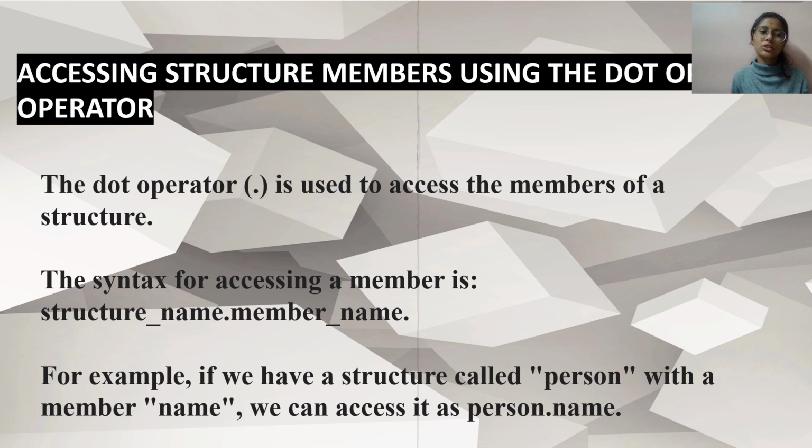Now let us move to the topic accessing structure members using the dot operator. The dot operator is used to access the member of a structure. The syntax for accessing a member is structure_name.member_name. For example, if we have a structure called person with a member name, we can access it as person.name.